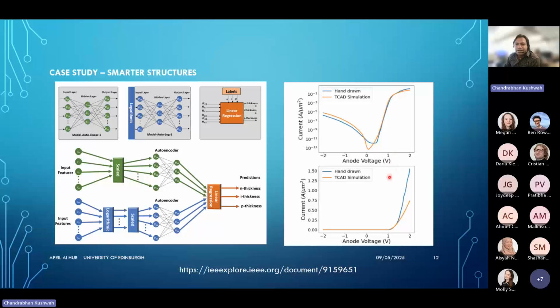So deviations occur, though this is expected, because the shape of the hand-drawn curve in this region does not physically align with standard diode behavior. The model instead prioritizes a smooth transition around the built-in potential, which is a more realistic outcome. This intelligent trade-off reflects a deeper understanding of the device physics.